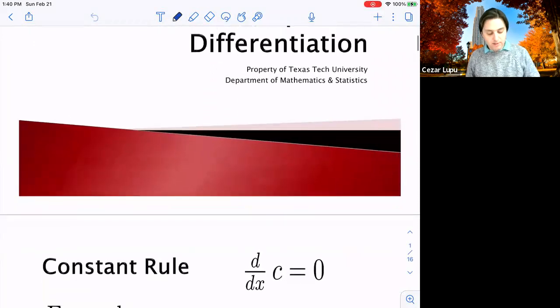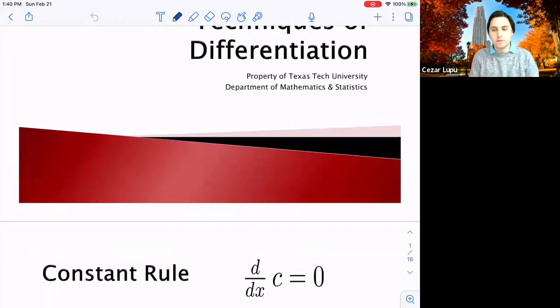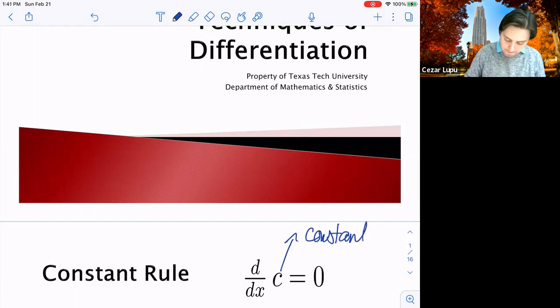So what does the constant rule say? It says pretty simple. Suppose C is a constant, and if you take the derivative with respect to a variable x of any constant, it will give you 0. So this here is a constant, and you take the derivative with respect to the variable x. There is nothing in terms of x inside, so definitely it will be 0. So that's what you need to know.